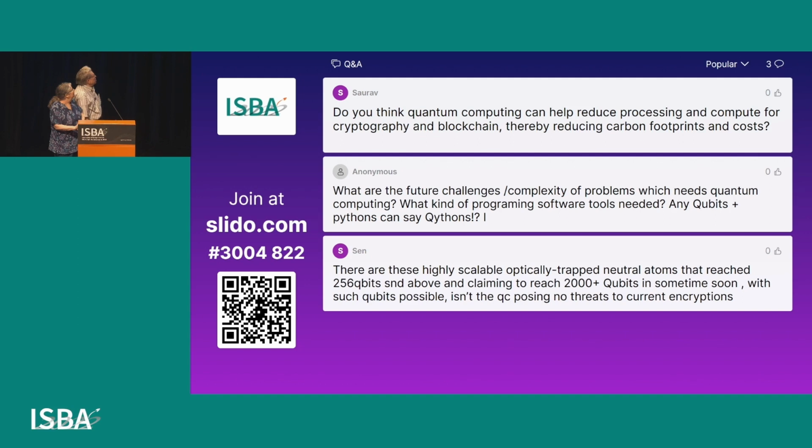Oh, yes. Do you think quantum computing can help reduce processing and computing for cryptography and blockchain, thereby reducing carbon footprint? Do you want to take that one? I mean, certainly proof of work. It takes two nuclear power plants of energy to keep Bitcoin operating, and it's a very low volume kind of thing.